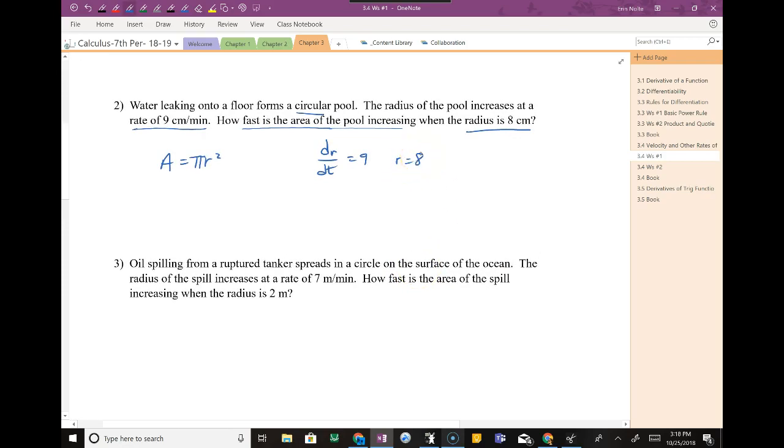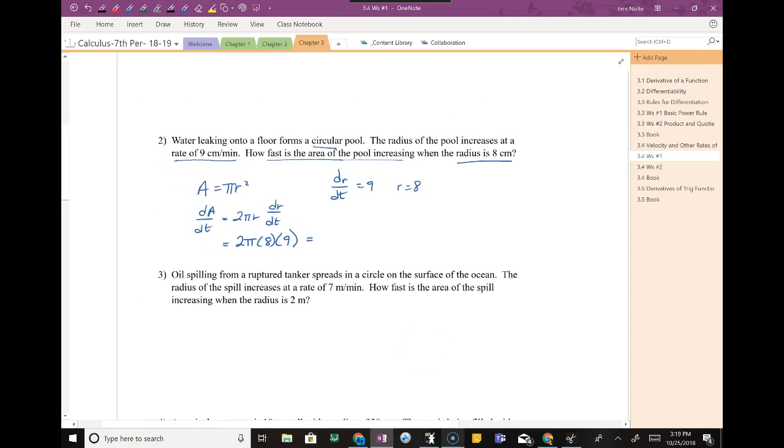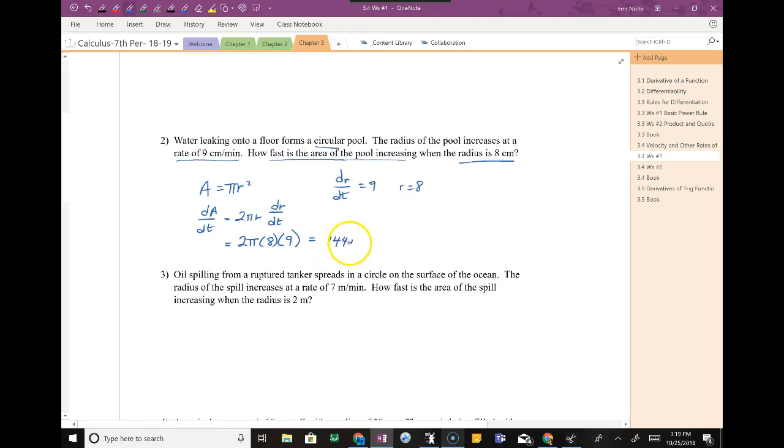So we're going to derive this. The derivative of my area equation is 2 pi r dr dt. All I'm going to do is plug in the information that was given to us. So 2 times pi times 8 times 9. 144. Is that right? 72? Yeah. 144 pi, right?